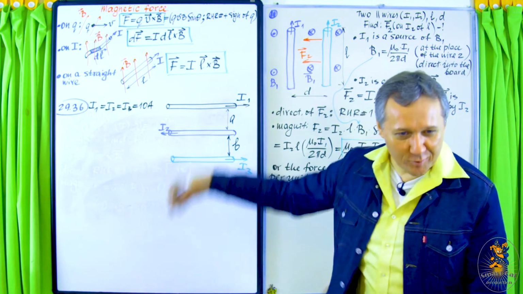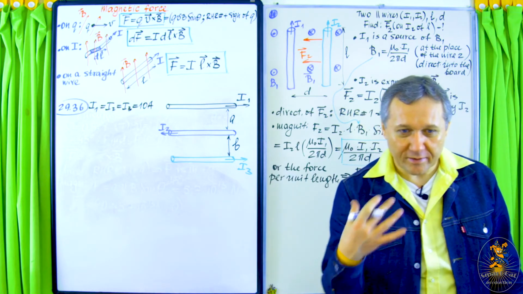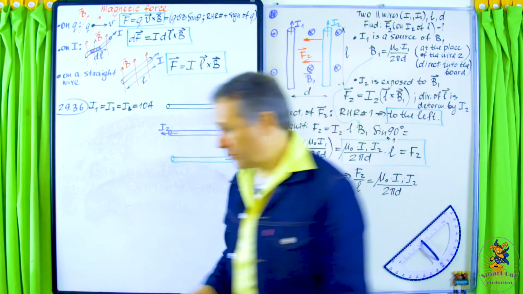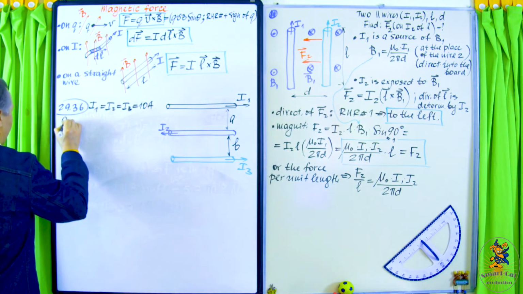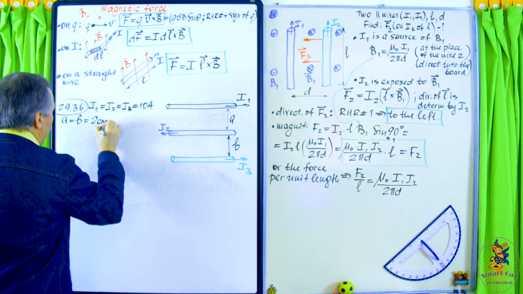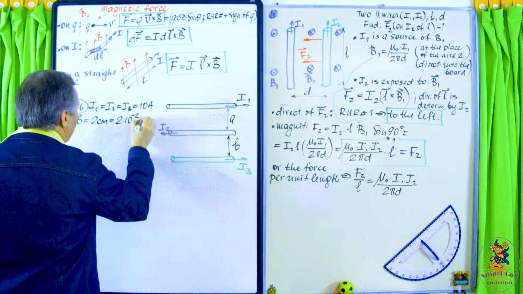And A equals B equals 2 centimeters. But of course, you understand that at a certain point, we will have to convert them to meters. So I will do it right now. A equals B equals 2 centimeters equals 2 times 10 to the power of minus 2 meters.